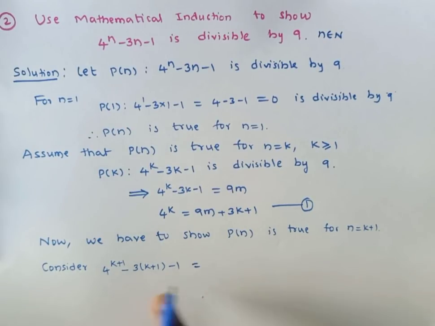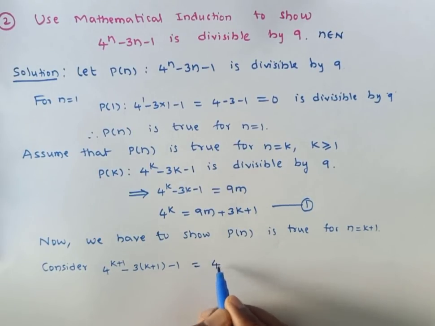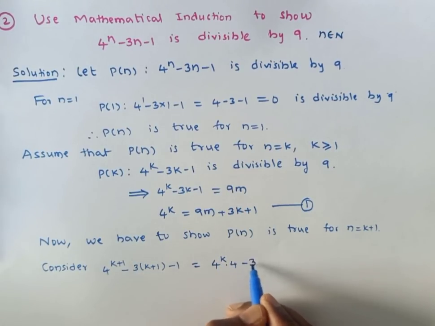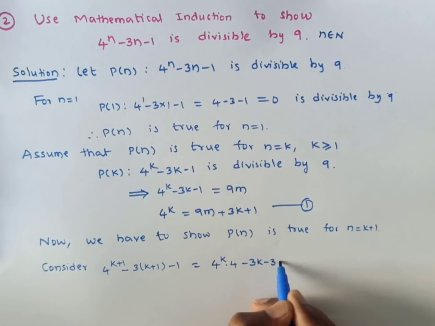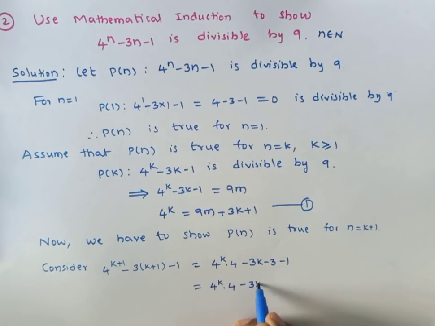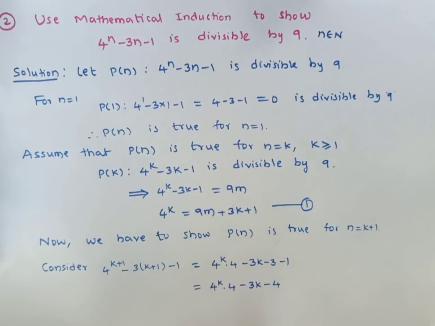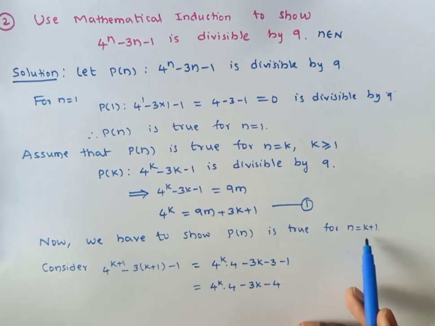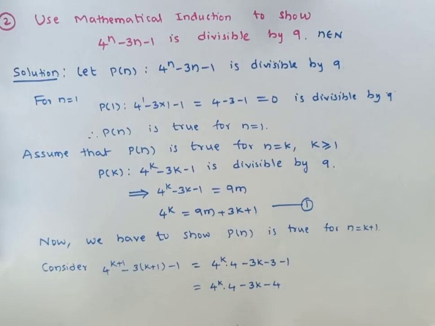So here I am writing 4 to the power of k plus 1 as 4 power k into 4. Then minus 3 times of k plus 1, so it is minus 3k minus 3 minus 1. And this is 4 power k into 4 minus 3k minus 4 minus 3 minus 1. Now we are showing this given statement is true for n equals to k plus 1 by using this statement, so compulsorily we need to use statement 1.